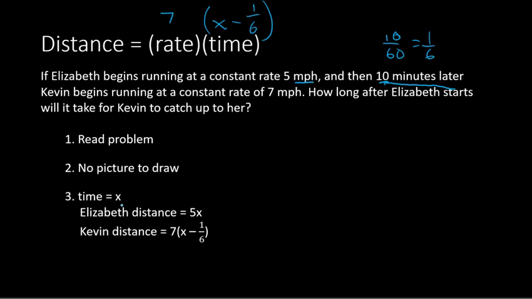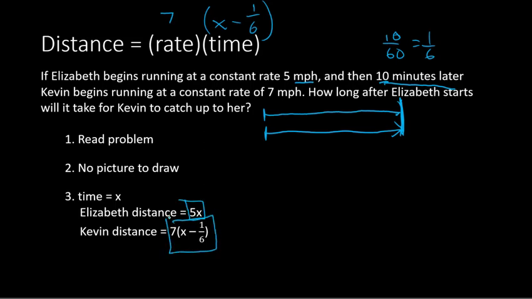So we used our variables to kind of put some things together, and then from here we can create an equation. So our equation is realizing the fact that the total distance traveled by both Elizabeth and Kevin are equal, right? Because here is where Elizabeth is starting. She's running in this direction. Kevin is starting in the exact same spot, running in the same direction, and eventually he's going to catch up with her at some point. So the total distance will be equal. So we can take this 5x and set it equal to 7 times x minus 1/6. So now that we have that, that will be our equation with which we can solve.